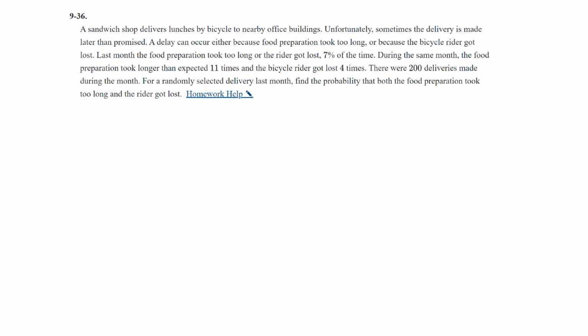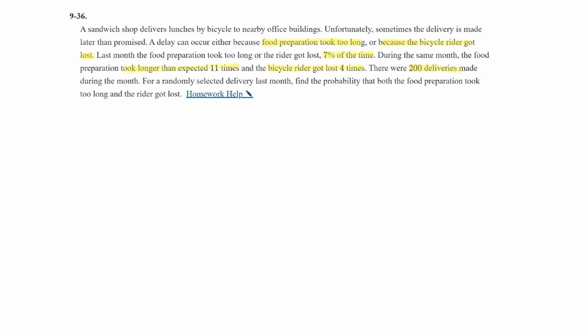Let's read through this again and maybe highlight some important information. So the first part, unfortunately, sometimes delivery is made later than promised. A delay can occur either because food preparation took too long or because the bicycle rider got lost. So those are the 2 reasons. Last month, the food preparation took too long or the rider got lost 7% of the time. During the same month, the food preparation took longer than expected 11 times, and the bicycle rider got lost 4 times. There were 200 deliveries made during that month.